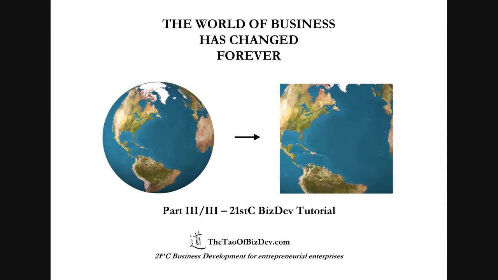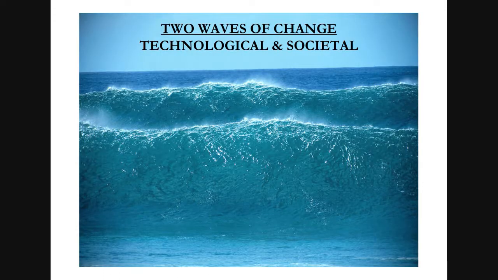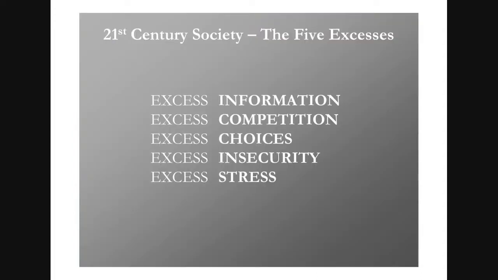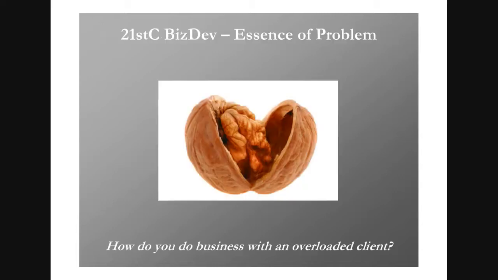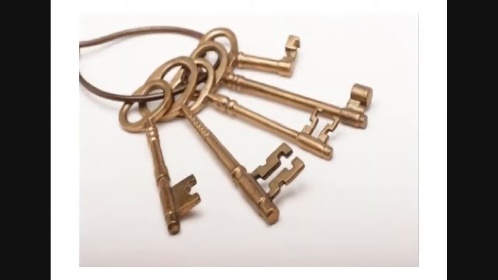In Part 1, I covered the twin wave impact of the new industrial revolution on business and society. In Part 2, I covered the 5 excesses: excess information, excess competition, excess choices, excess insecurity, excess stress, and I defined the essential 21st century business development problem as being: how do you do business with an overloaded client, especially when you're likely to be overloaded too? And I gave 5 keys to dealing with the 21st century challenges.